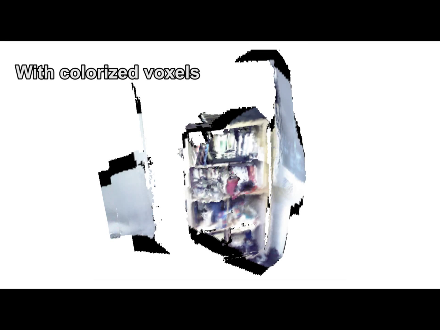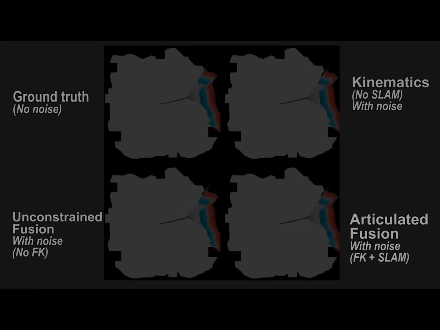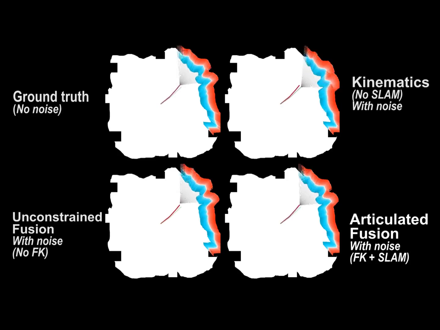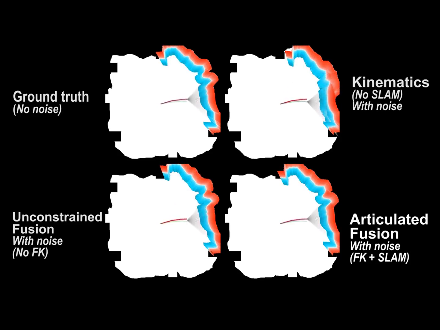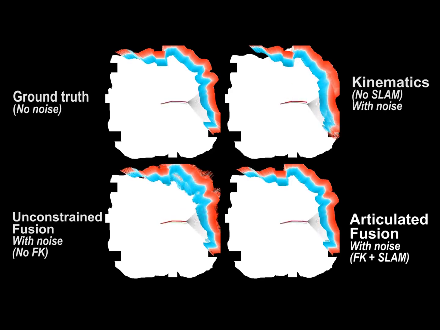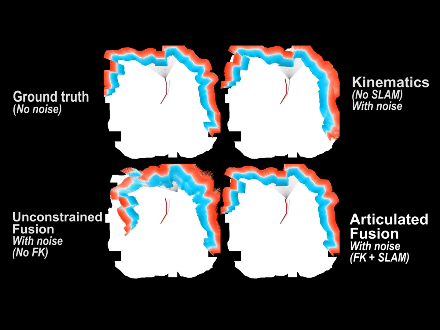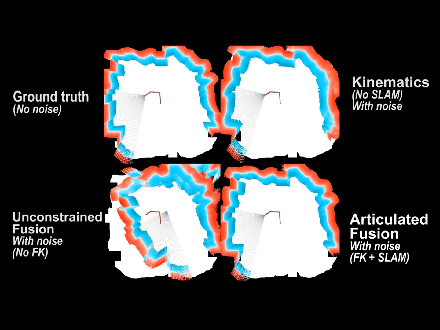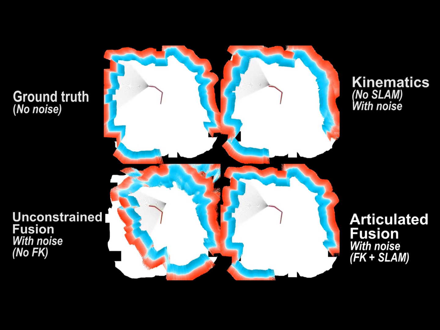Here's what the 3D reconstruction looks like when we colorize the voxels using the camera image. In this simple 2D example, it's clear that our system of using the kinematics and an optimization procedure performs better than either using just the kinematics or just an optimization procedure to localize the sensor. You can see that our system is less prone to drift and is much better at capturing the ground truth geometry of the scene.